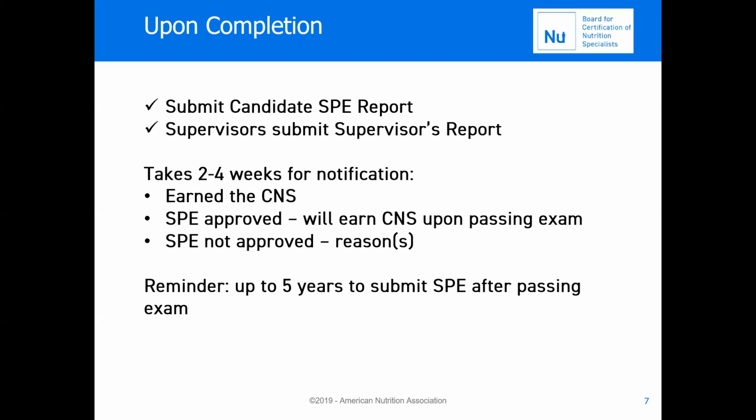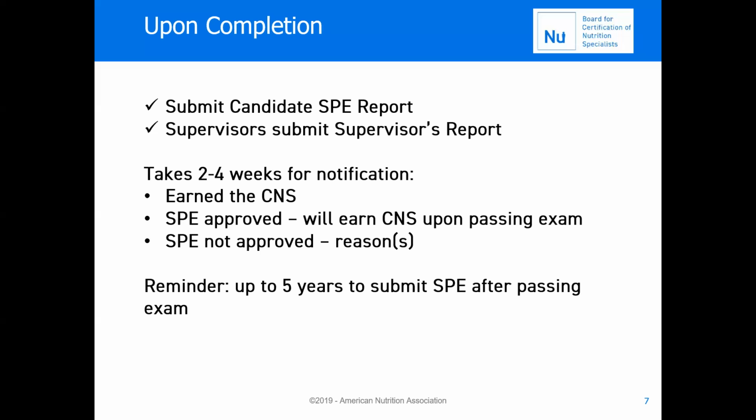Once your application is complete, it typically takes 2 to 4 weeks for the review process. You can always email applications@nutritionspecialist.org to check on the status. Once it's reviewed and approved, we'll notify you by email with one of the following responses: that you have earned the CNS credential, which will mean, of course, that you have passed the exam and been approved for all of your 1,000 hours. Or it may be that your supervised practice experience has been approved, and then you'll earn the CNS credential upon passing the exam. Or you may find that your SPE has not been approved, and of course we will tell you the reasons why.